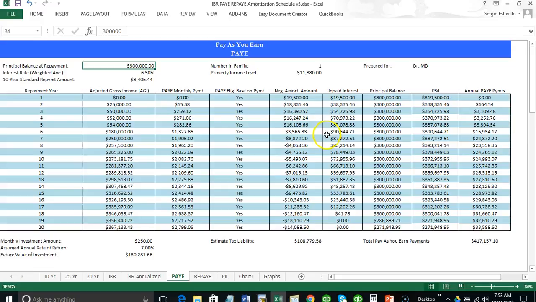So at this point, your unpaid interest is at about $90,000. So your new balance is approximately $390,644. In that particular year, you paid about $16,000 towards your student loan payments. And what I'm going to do here is switch from this Pay As You Earn analysis spreadsheet simulation to the REPAYE. I'll switch back and forth, but keep in mind at this point you've accrued about $90,000 of interest.